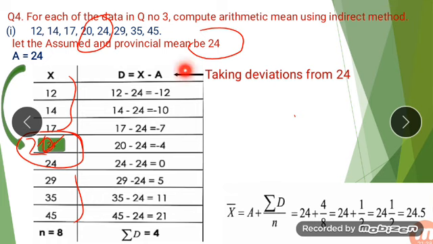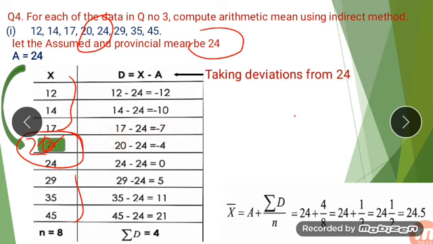It means the difference of the observations, or the values, from the assumed mean. So let's write x, the first value, and we have to subtract from it the assumed mean, which is 24. By subtraction we will get minus 12, because 24 is the greater number. Now we have to proceed. Now we go with the second value in the data, which is 14. 14 minus 24 will give minus 10.